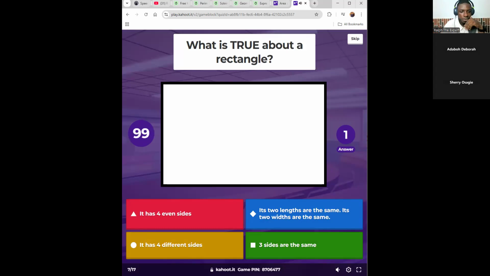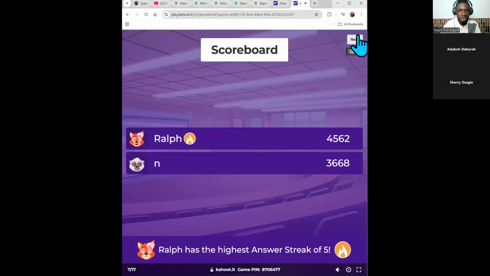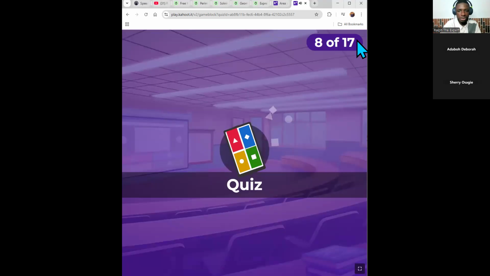A rectangle won't have even sides. Which shape would have even sides? Square and rhombus. The both will have even sides, but the rectangle no. Let's go to the next one.